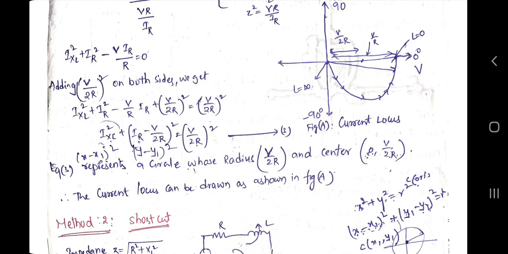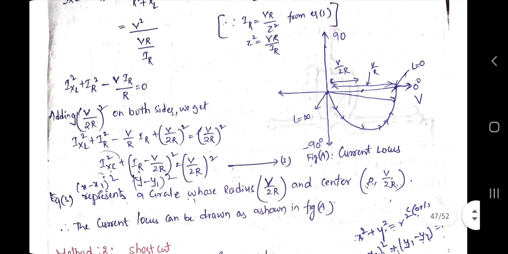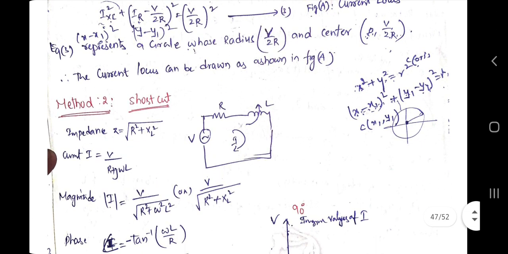Here is the V axis, and the inductance is varied from the right side, which is equivalent to L equal to 0, and at the center point L tends to infinity. So the V by R and V by 2R are like this, which will be the root locus diagram, which represents the parameters of the current locus. So that is method 1.